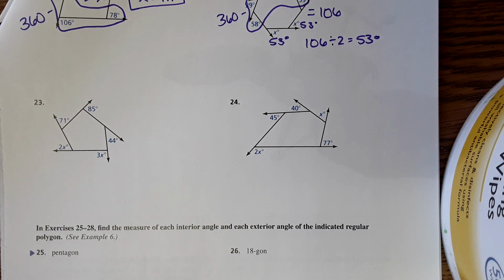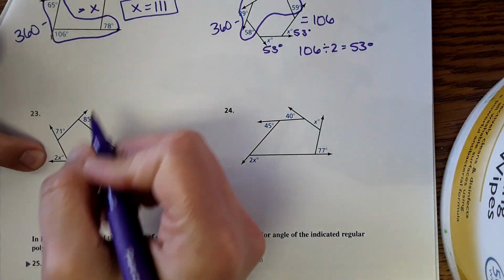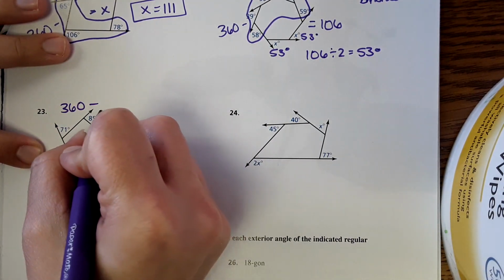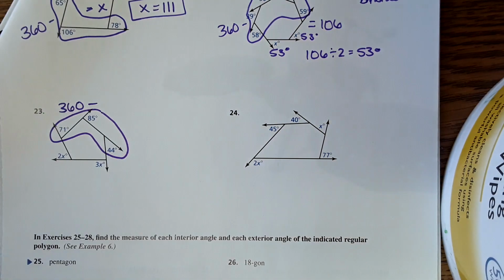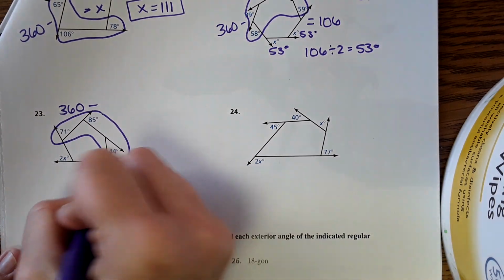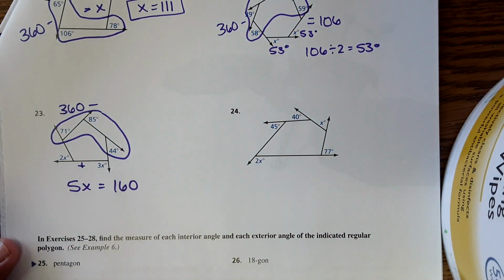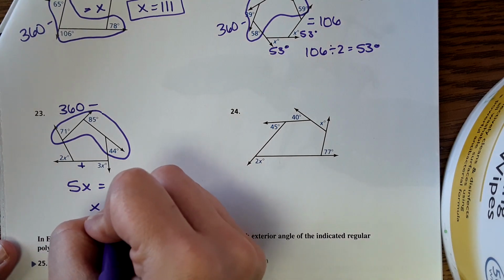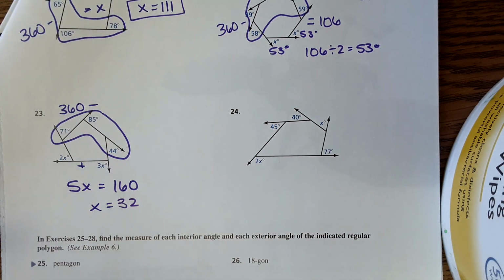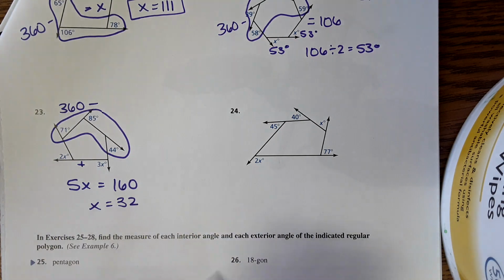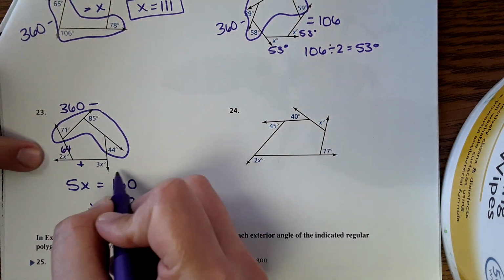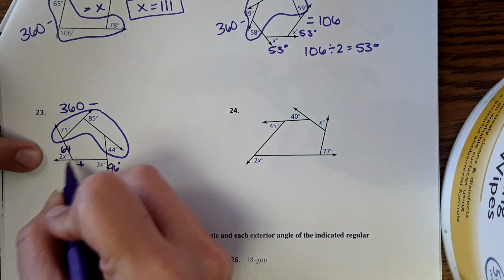23. Same idea. It's a little bit different because we have 2x and 3x, but we do 360 minus these three numbers. So we're left with 160. 2x plus 3x equals 5x, so 5x equals 160. And x equals 32, which if you wanted to know the exact angles, you could just plug that back in. So this would be 64 and 96 degrees.